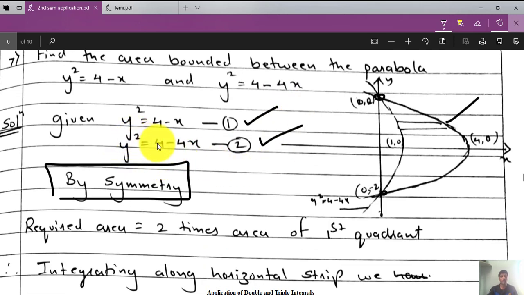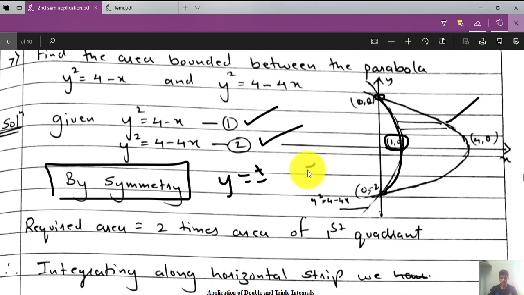Now if I take y square is equal to 4 minus 4x, then y is equal to plus or minus square root of 4 minus 4x. If I take x equal to 0, what will happen? It will be plus or minus 2. Then if I take x equal to 1, this turns out to be 0, so here is this point. Obviously, if you take some other values, this graph will be this particular thing.